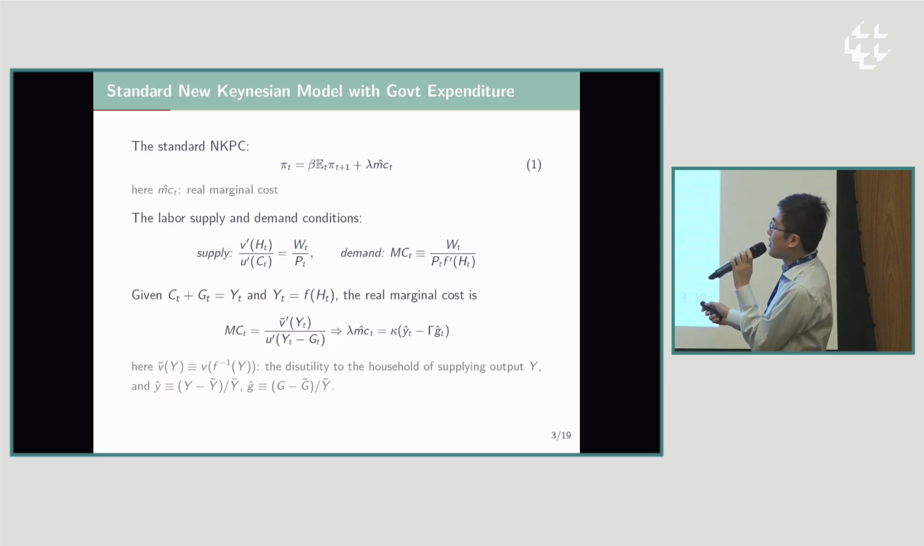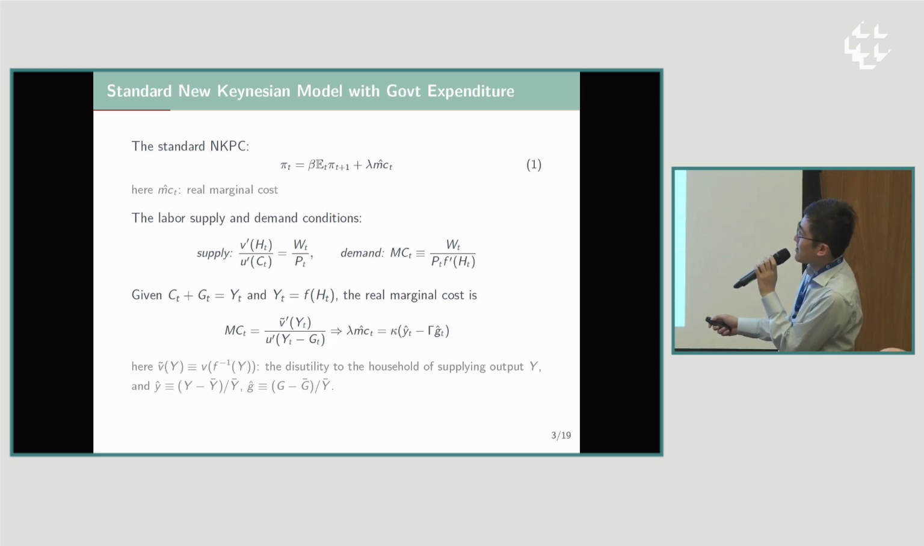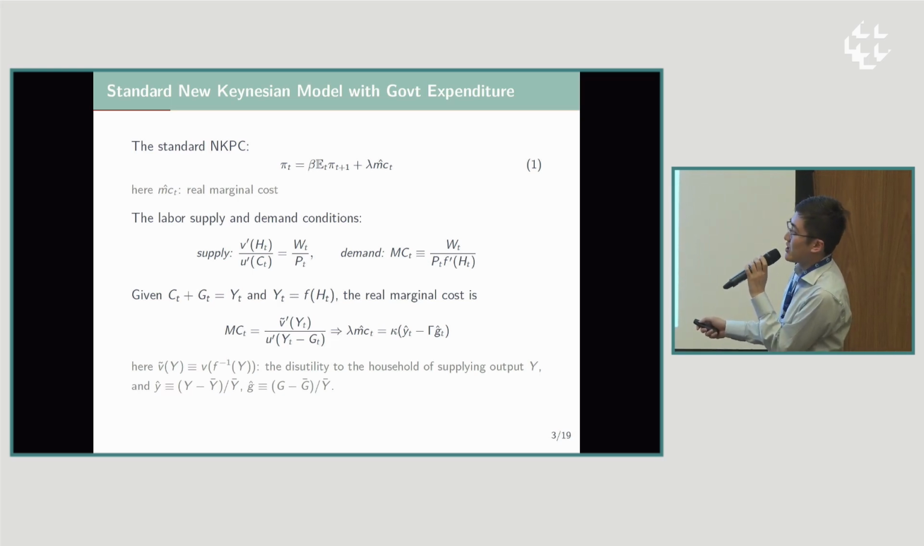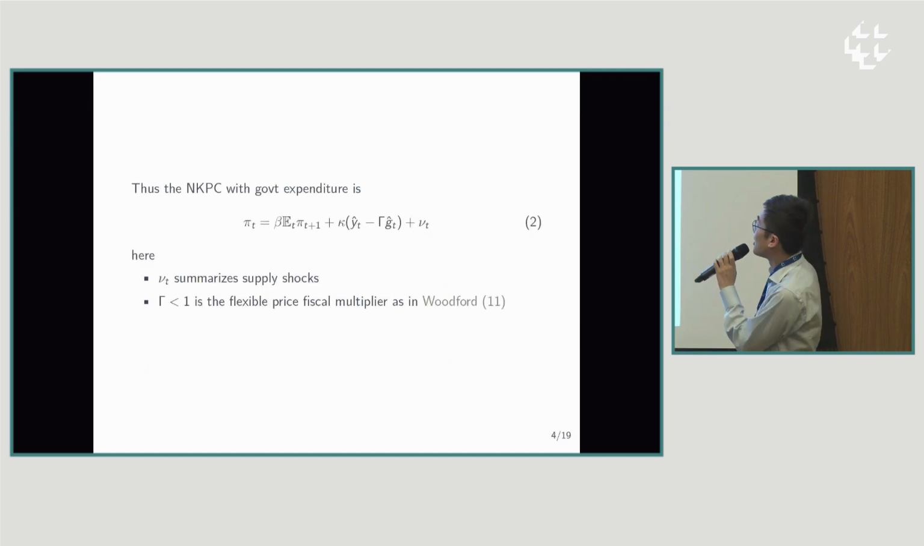The intuition here is that when you have a positive increase in G, conditional on total output, it will crowd out private consumption. Crowding out private consumption means that the marginal benefit of consumption becomes higher, as long as you have some degree of wealth effect on labor supply. Then the household is willing to supply more labor and accept lower wages. That's the reason why it pushes down the real marginal cost on the firm production side. So this is the intuition for the negative coefficient on the real marginal cost.